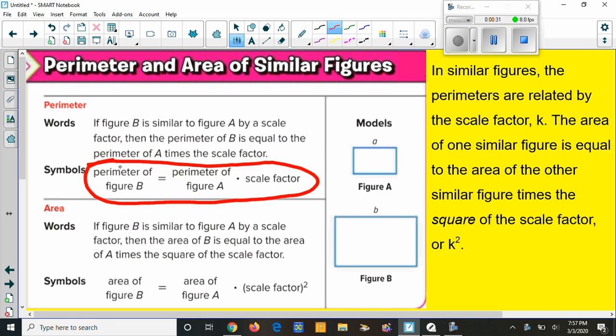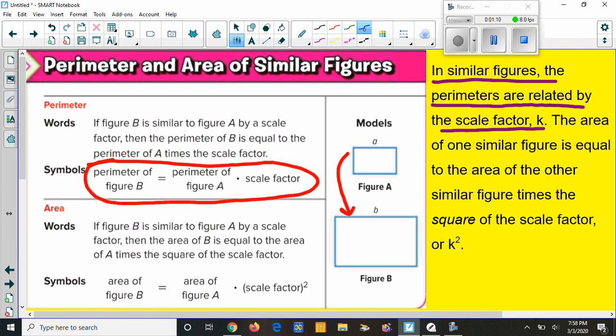For perimeter, it says that to go from figure A to figure B, the perimeter of B is equal to the perimeter of A multiplied by a scale factor. We need to remember that scale factor is K, and that can be seen over here. Again, in similar figures, the perimeters are related by the scale factor K.